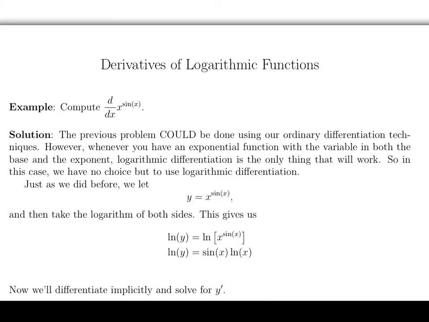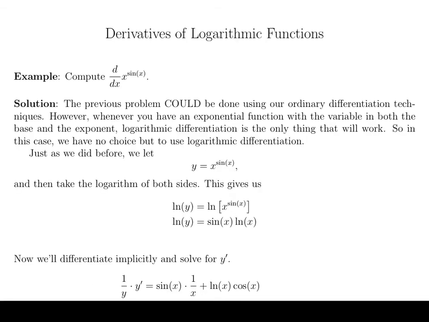So we're going to differentiate implicitly, and as usual, we're going to try to solve for y prime. So when we differentiate, as usual, on the left-hand side, we'll get 1 over y times y prime. Then on the right-hand side, we use the product rule to differentiate sine x log x. So we have first times the derivative of the second plus the second times the derivative of the first.